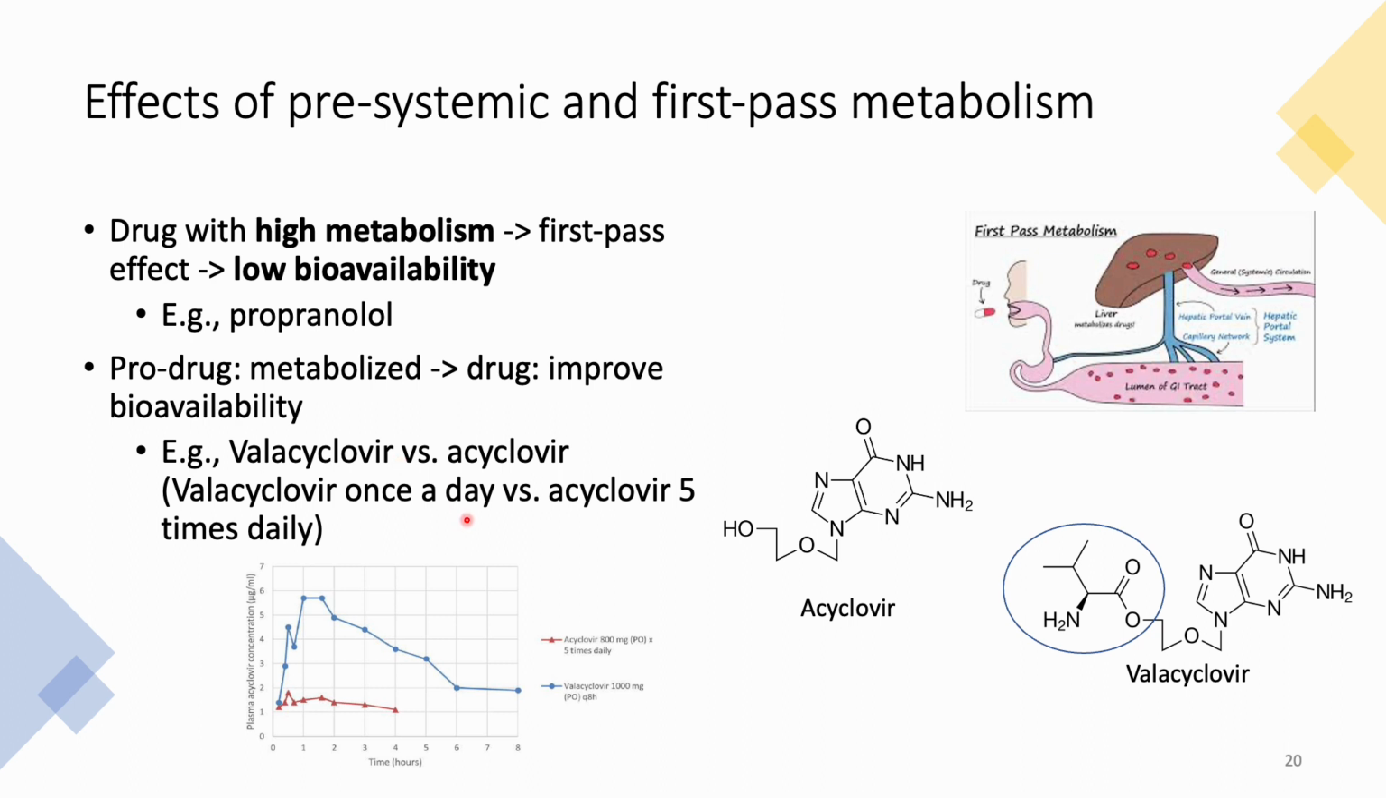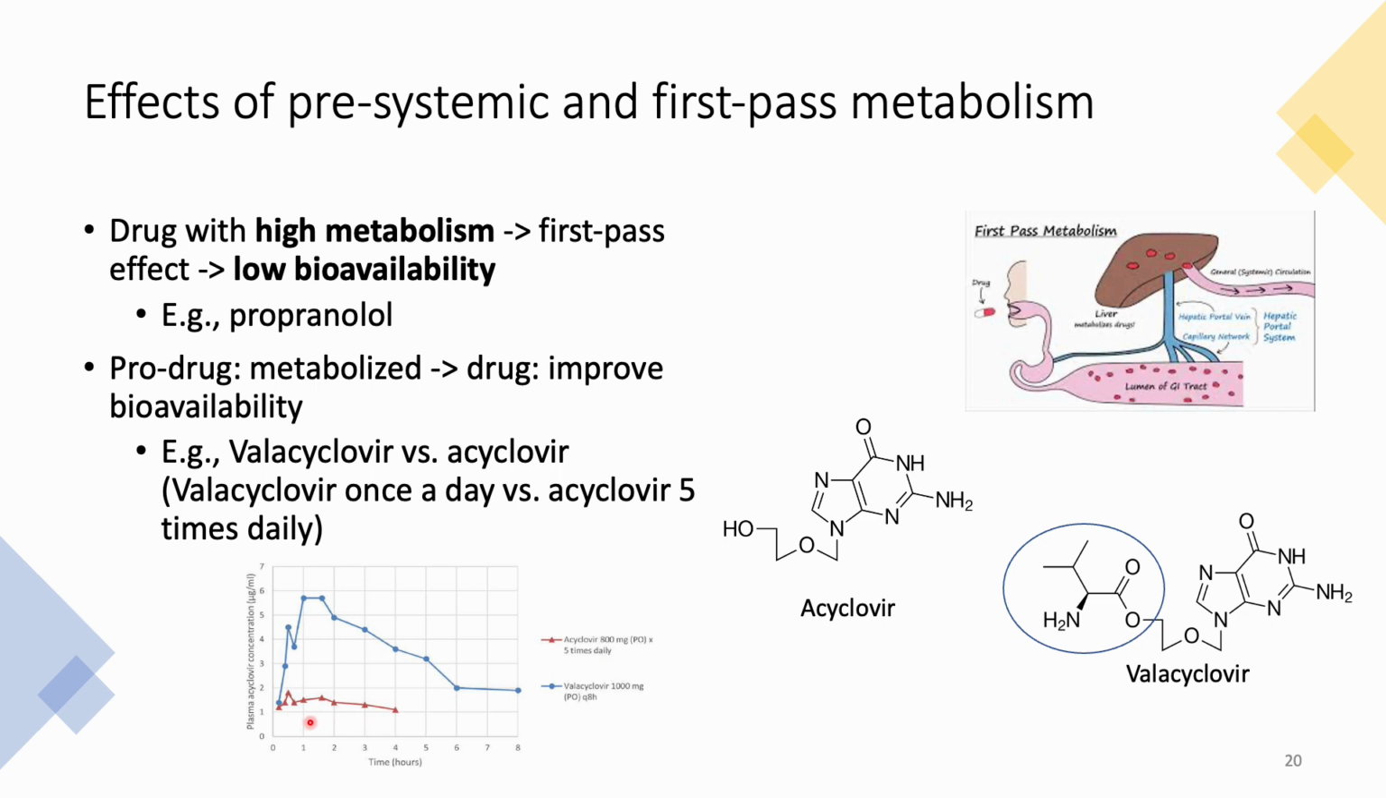Acyclovir has to be used 5 times daily, with 800 milligrams orally each time. That means the dose used every day is 4 grams. Valacyclovir is a prodrug of acyclovir. It is used at 1000 milligrams 3 times a day, so the dose within a day is 3 grams, which is 1 gram less than acyclovir. Acyclovir is a drug with high metabolism.